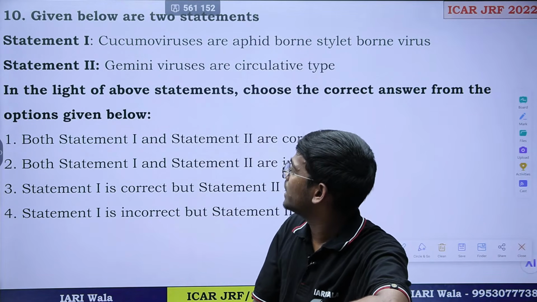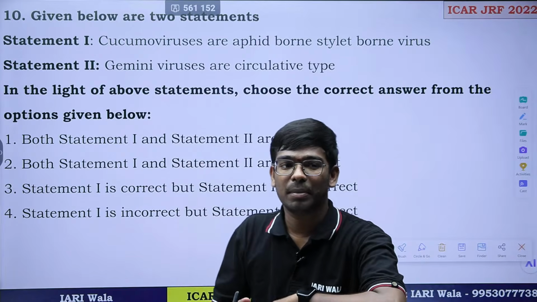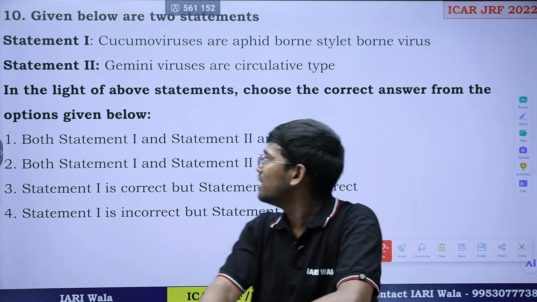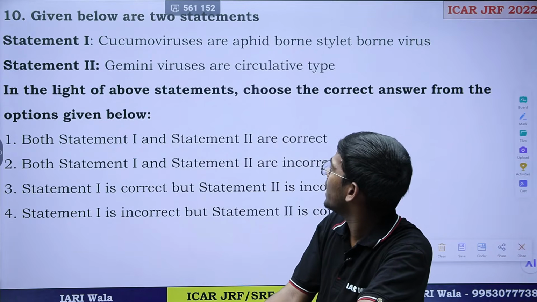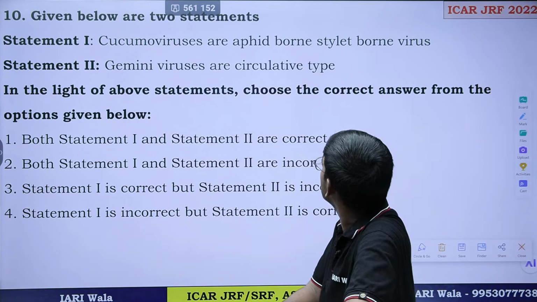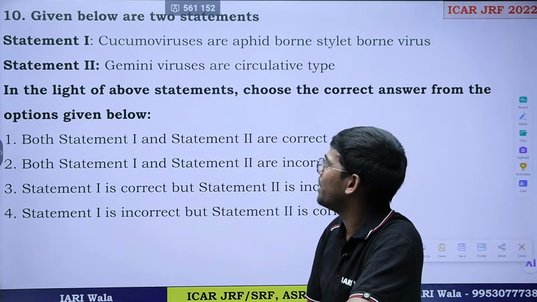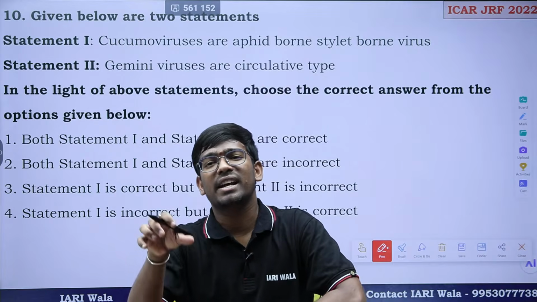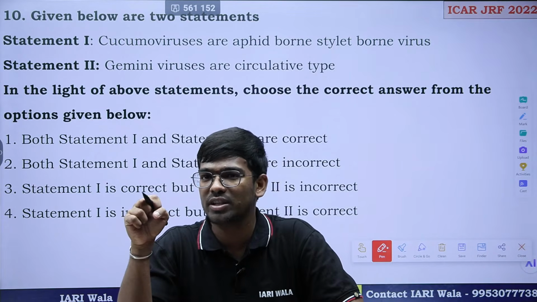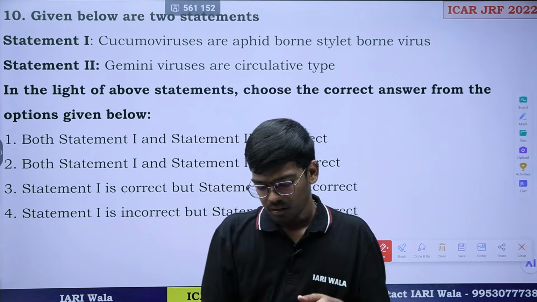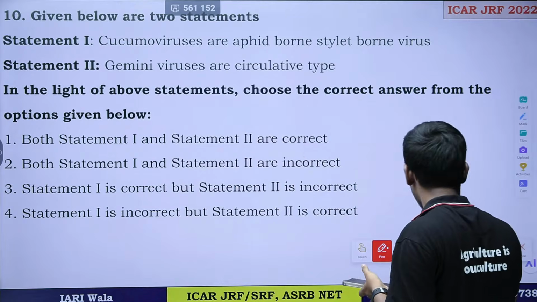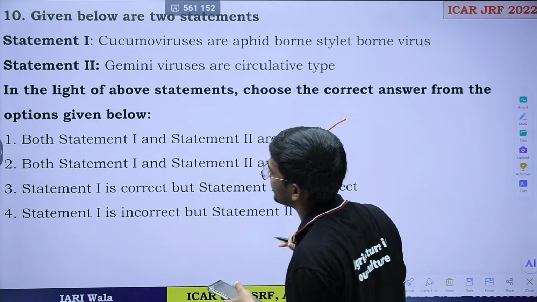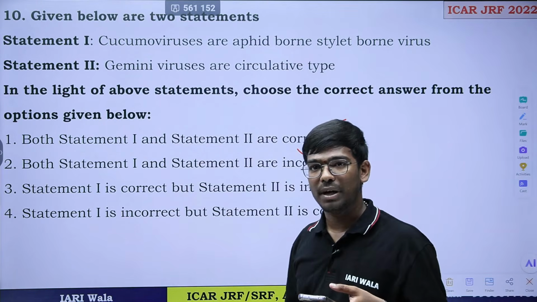And coming to the 10th question, here again we can see statement type questions with two statements. Statement 1: viruses are aphid-borne, stylet-borne viruses, and Gemini viruses are circulative type. Both of these statements you can find exactly in the entomology treatise book. So the option is 1, both the statements are correct. But you need to know some other points.